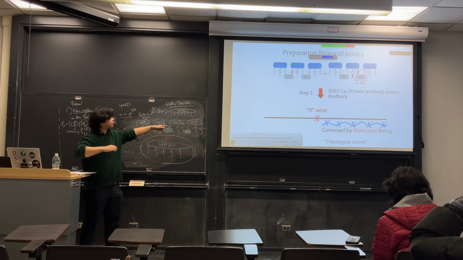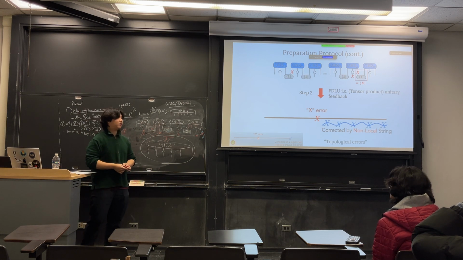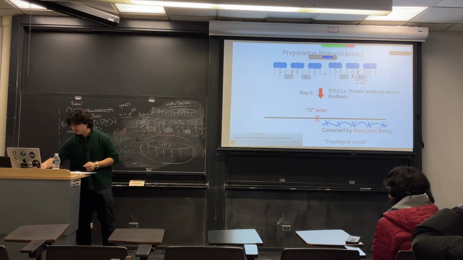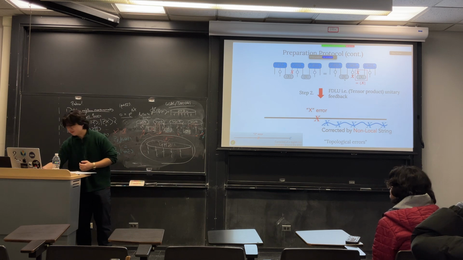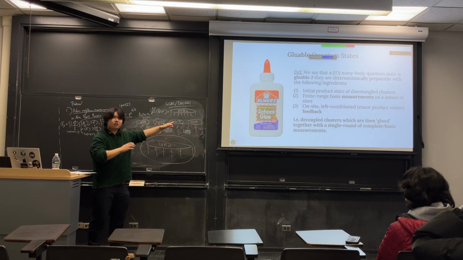And so these errors are known as topological errors, and they relate to defects in a specific type of quantum phase of matter called symmetry protected topological phases. Which I don't know if I have the time to get into. What time is it? 2:47. Okay, we can talk about that another time. So this is the idea of gluing these clusters together.